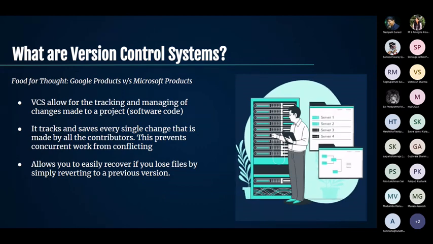So these are the advantages of version control system. They track and manage changes to a project. They track the progress of all the contributors to that project, and they allow you to recover the files if you lose them.